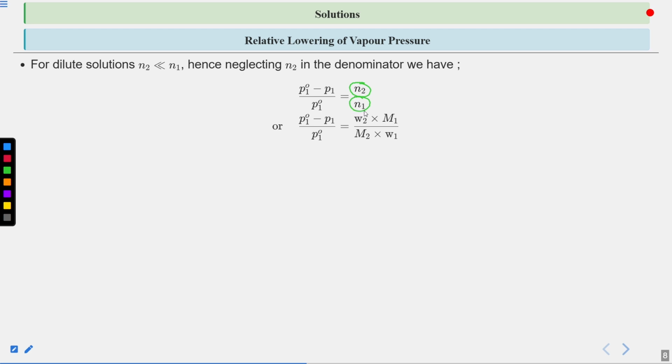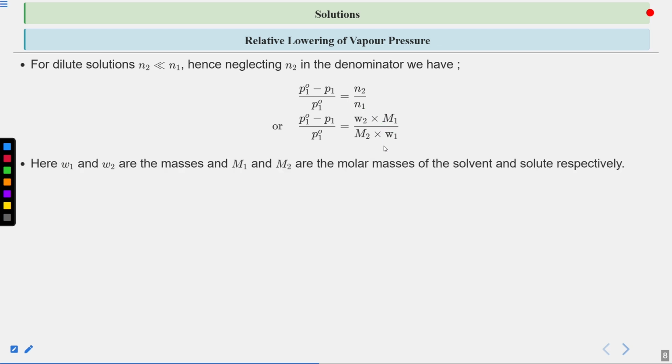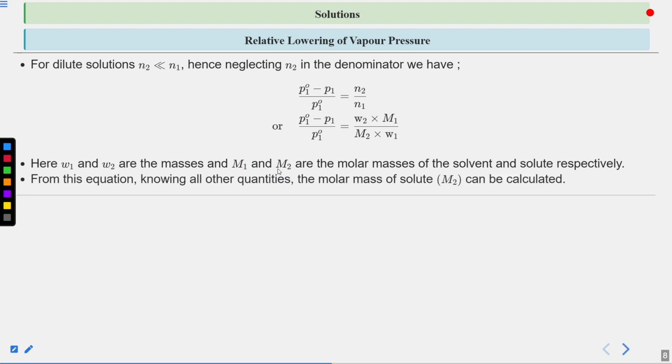Now, what is N2? N2 is the number of moles of solute, which can be given by the given weight of the solute by the molecular weight of the solute. Same thing can be said for the solvent, where we can write the given weight of the solvent by the molecular weight of the solvent. So here W1 is the weight of the solvent, W2 is the weight of the solute, M1 is the molecular weight of the solvent, and M2 is the molecular weight of the solute. So these are capital M, okay?